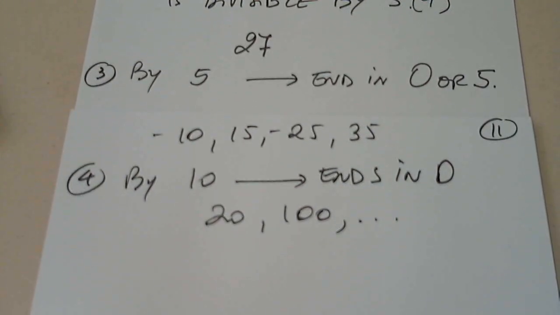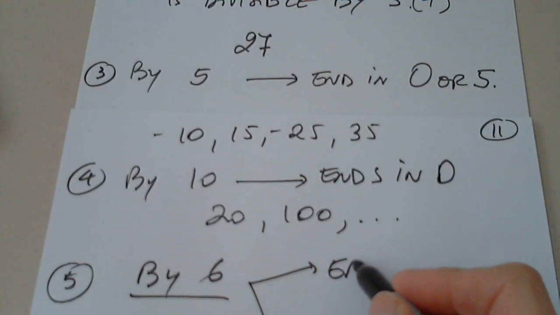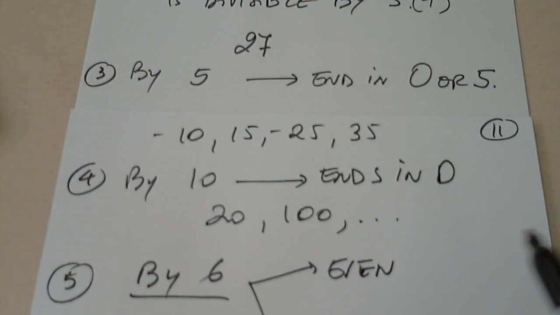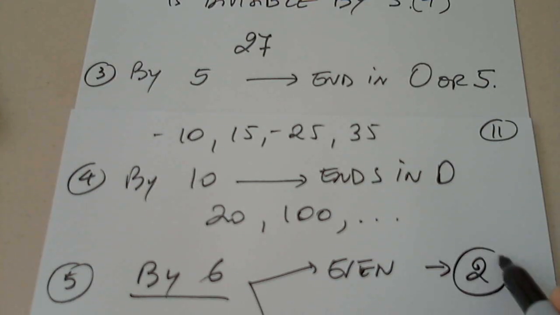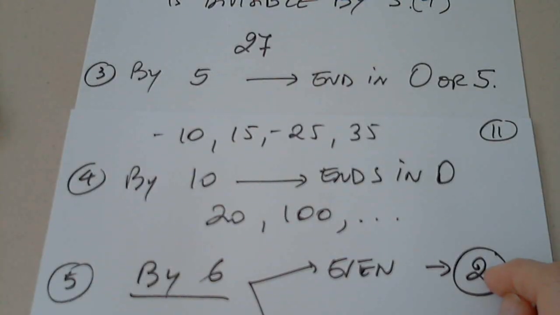Divisibility by 6. How do I know that a number is divisible by 6? I have to determine, first of all, it has to be an even number because it has to be divisible by 2, and it has to be divisible by 3. So a number is divisible by 6 if it is divisible by 2 and it's divisible by 3.